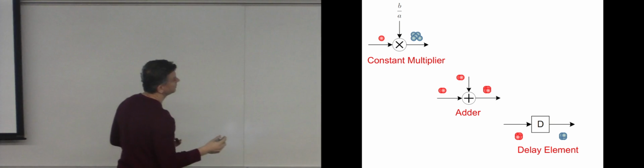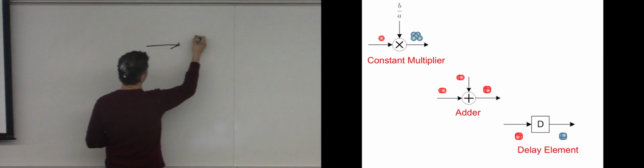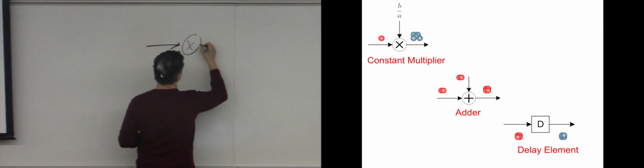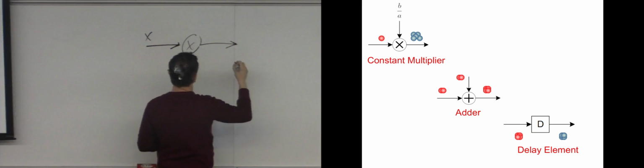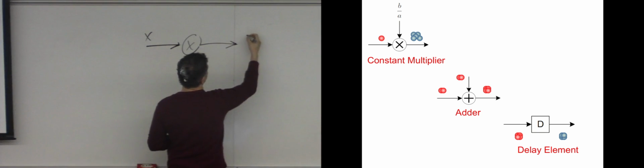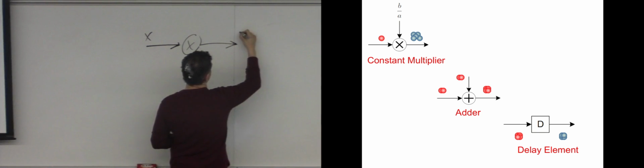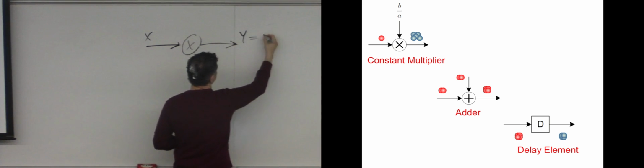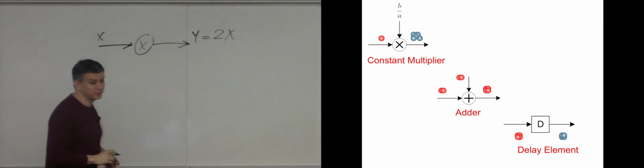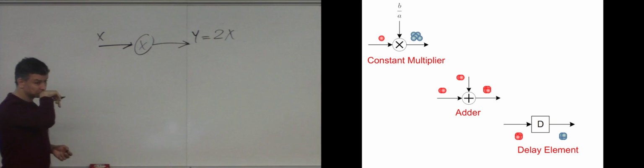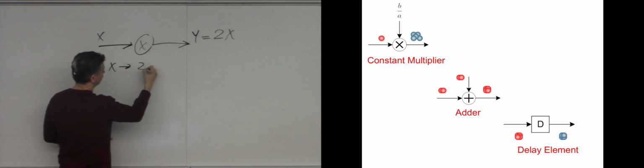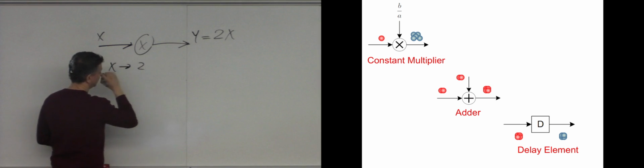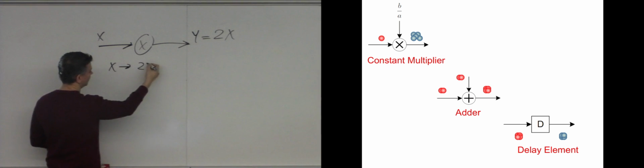If I want to multiply an input quantity x to have an output, let's say, y, and I want y to be equal to 2x, then what should the reaction be? X goes to 2y.